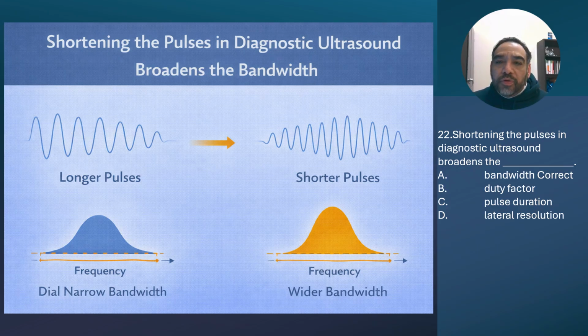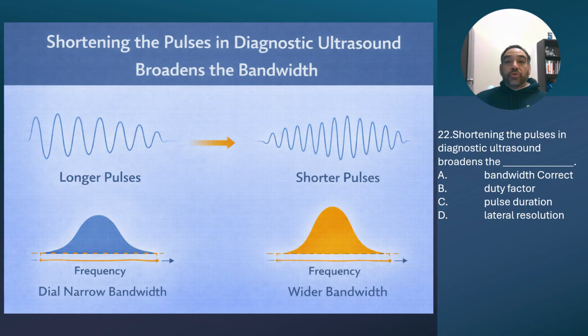Shortening the pulses in diagnostic ultrasound broadens the what? A is bandwidth, B is duty factor, C is pulse duration, and D is lateral resolution. And the correct answer for this one is bandwidth, A.